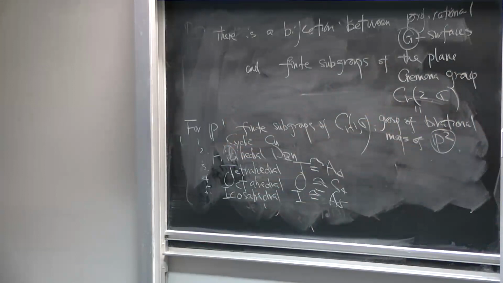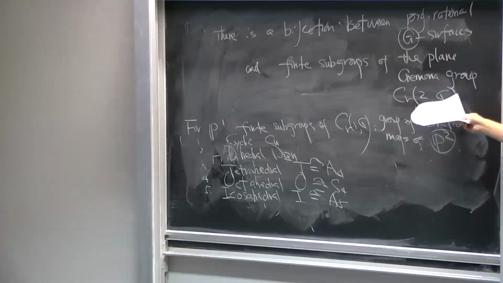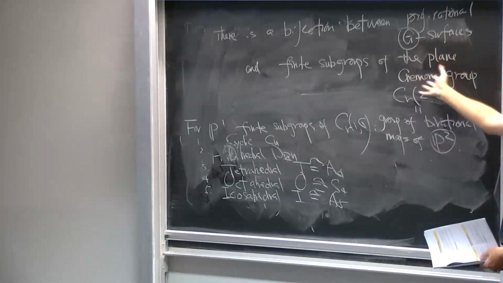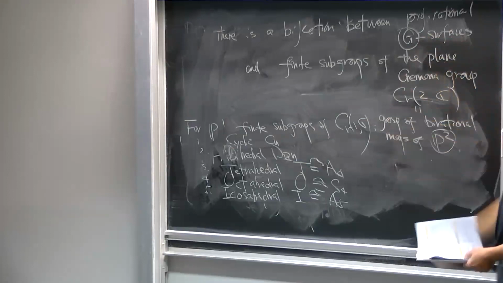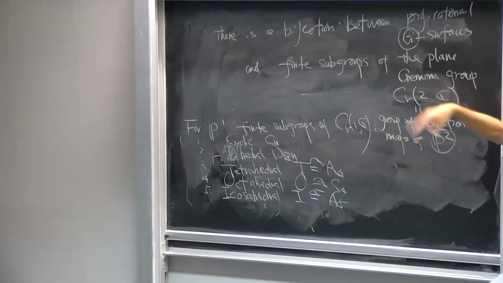So this problem has been studied over the years, and there's some structure theorem about the finite subgroups. Well, we can study this problem just from the symplectic point of view, independent of this connection with the plane Cremona group. The problem is that here we don't really have such a nice relationship with symplectic birational maps of P2, but we can just study the symplectic rational G surfaces themselves.